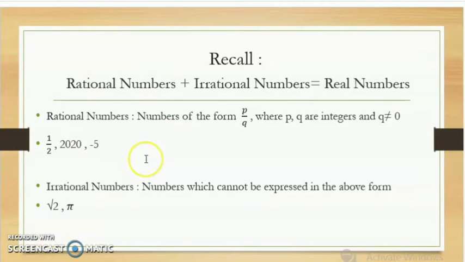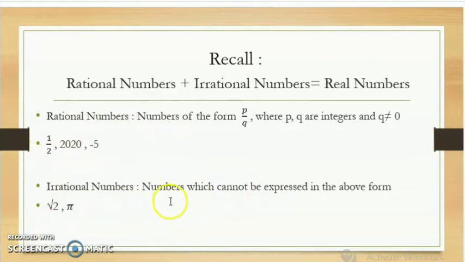In the last class we learned what a rational number is. Rational numbers are those numbers that can be written in the form p by q, where p and q are integers and q is not equal to 0. Examples were 1 by 2, 2020, because 2020 can be written as 2020 by 1, and negative 5, which can be written as negative 5 by 1. So all those are rational numbers.